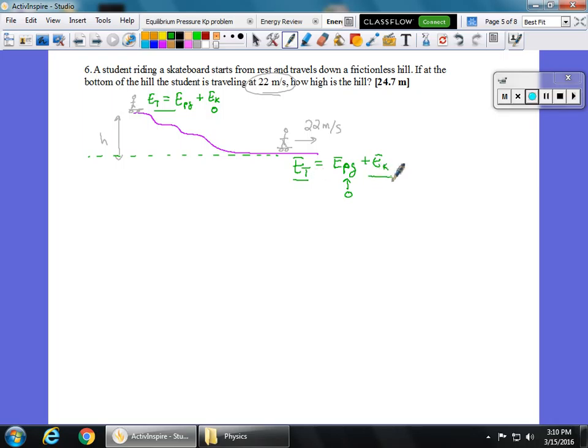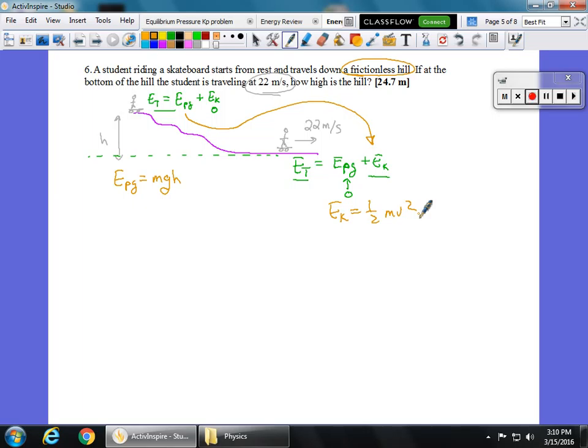So what's really happening is that the gravitational potential energy at the top of the hill is going to be converted into the kinetic energy at the bottom of the hill. And it tells us that this is frictionless, so we know that there's going to be no energy lost to friction. So whatever energy you had at the top is going to be the same energy it has at the bottom. So we can go in, calculate what's that gravitational potential energy at the top of the hill. That's mgh. If we go to calculate the kinetic energy at the bottom, that's going to be 1/2 mv squared.